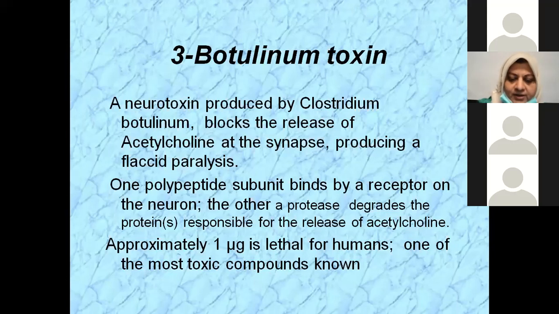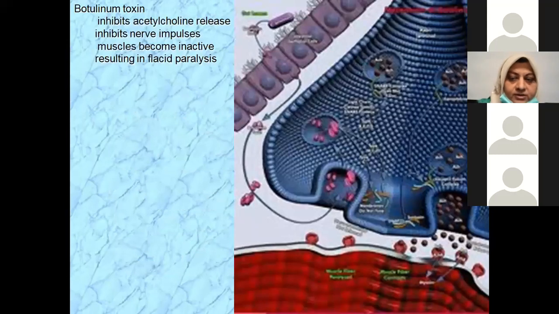One polypeptide subunit binds to a receptor on the neuron, and the other degrades the proteins that are responsible for the release of acetylcholine. And it is one of the most lethal poisons. One microgram is lethal for humans. It's one of the most toxic compounds known. Please note it down and remember this. It's an important thing. So this is how the botulinum toxin acts.